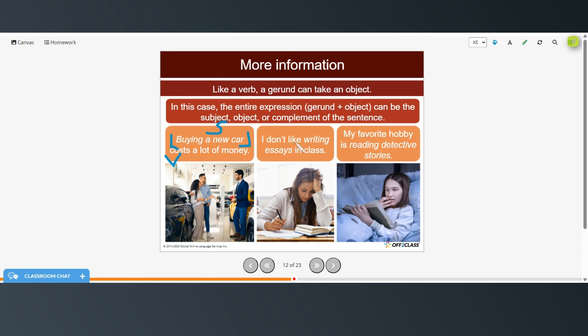I don't like writing essays in class. So here, writing essays is the object of the verb don't like. And my favorite hobby is reading detective stories. So this is the complement describing the person's favorite hobby.